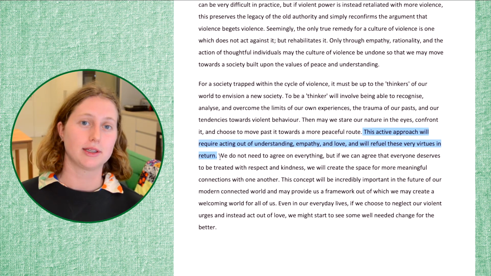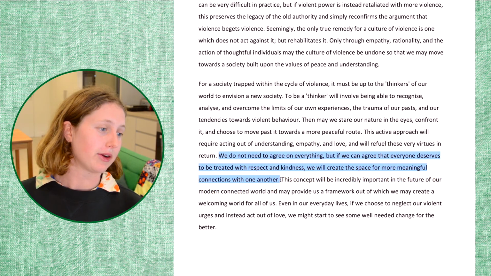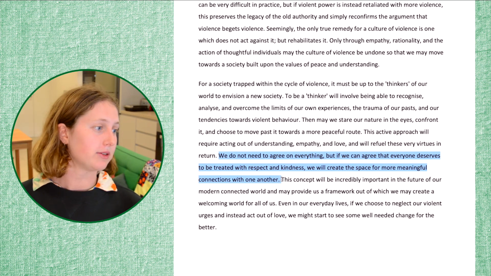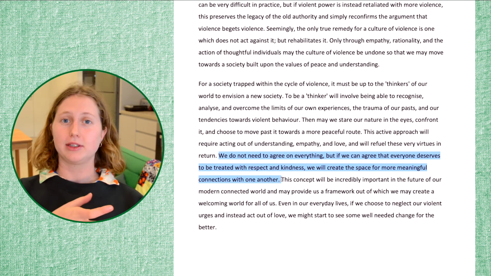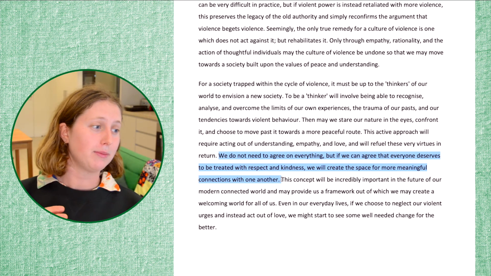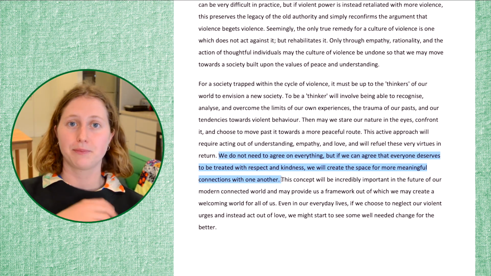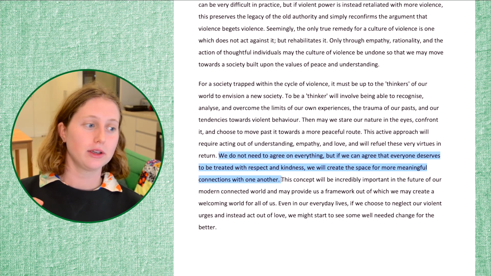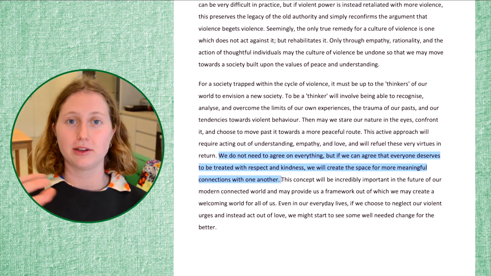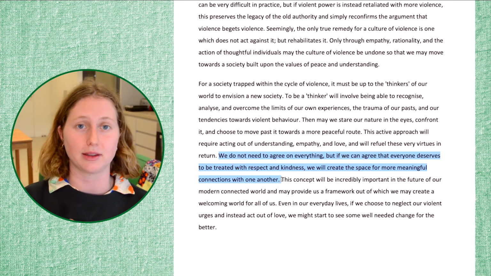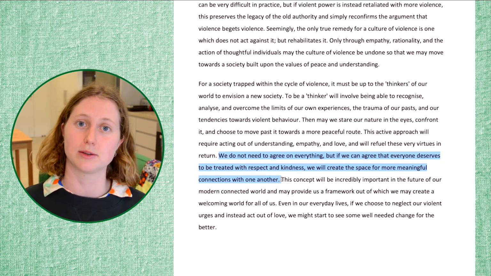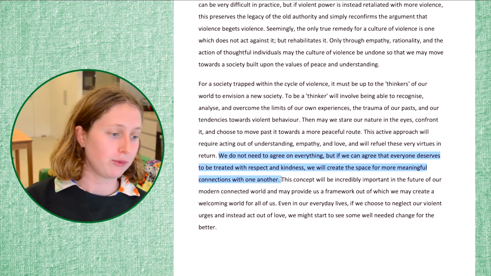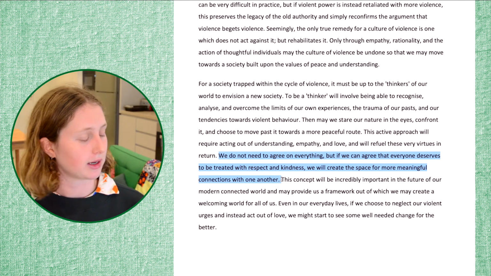Then I go on to acknowledge the limitations and I say, we do not need to agree on everything, but if we can agree that everyone deserves to be treated with respect and kindness, we will create the space for more meaningful connections with one another. Now, that's fine. I haven't specifically acknowledged the limitations of my point here, but I've said that we don't need to agree on everything. You may disagree with this point. You could definitely go into more detail here and say, you know, opinions will diverge. You probably won't think the same thing that I've just put forward because it's my own perspective, and that's limited, of course, because I'm just one single person with my own opinion. But if we can agree that everyone deserves to be treated with respect and kindness, and so on.